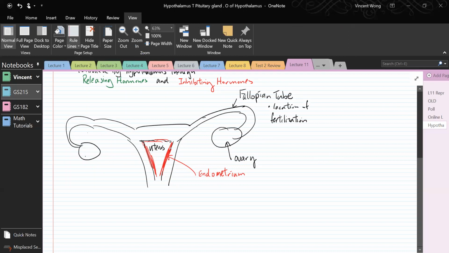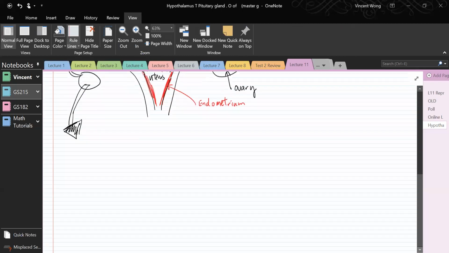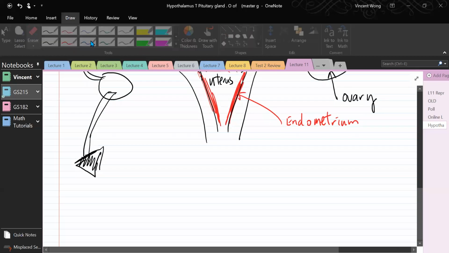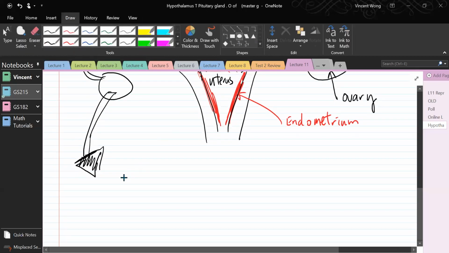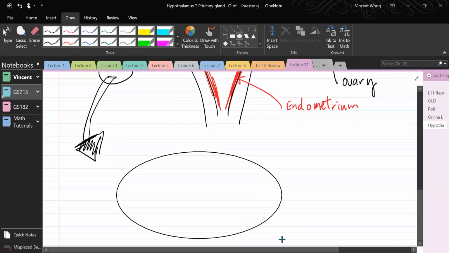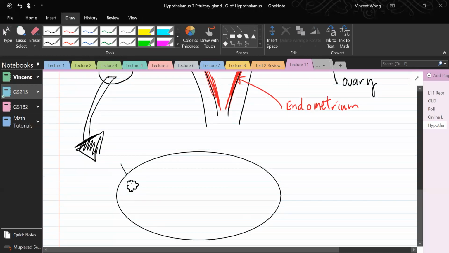Now, what we're going to do is zoom in onto the ovary here. There's the ovary. I think I did this in the lecture recordings already, but let's go through it again. So in the ovaries, we have these follicles. The follicle is what will develop into an egg.